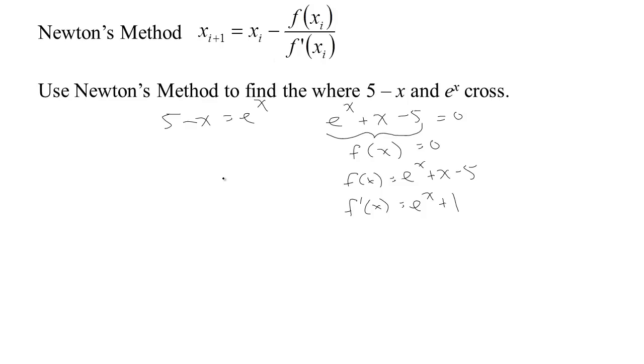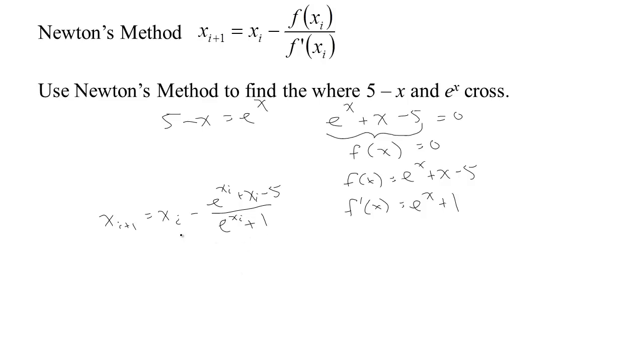So putting that into Newton's method, it says that my next guess should be my current guess minus the function at my current guess divided by the derivative at my current guess. That would be e to the x_i plus x_i minus 5, over e to the x_i plus 1. There we go.